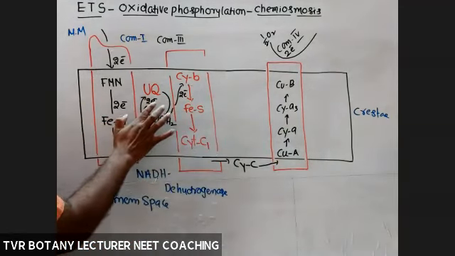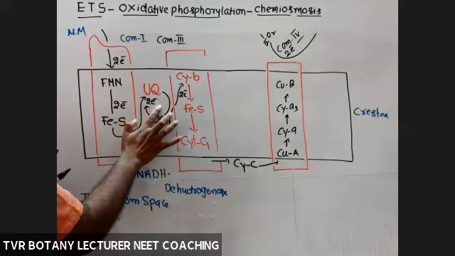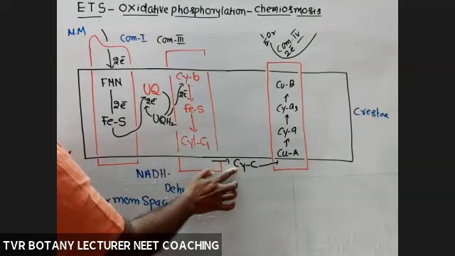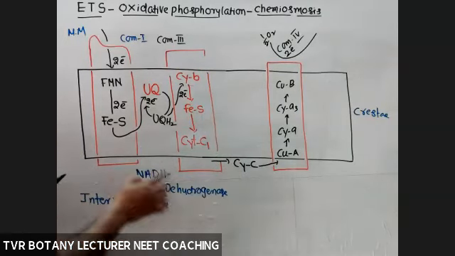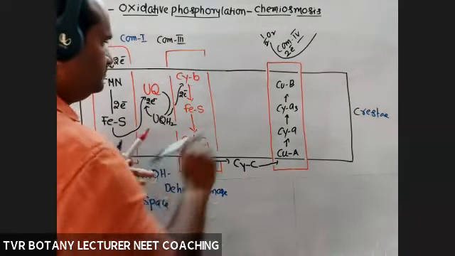Next, mobile electron carriers. In your textbook, they didn't consider this one as a mobile electron carrier. Actually, this is also a mobile electron carrier. But strictly according to the NCERT textbook, cytochrome C is a mobile electron carrier. And what about the location of this one? Located, attached to the membrane, facing the intermembrane space. Okay, right?